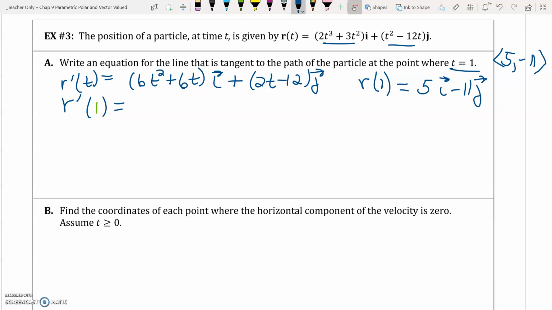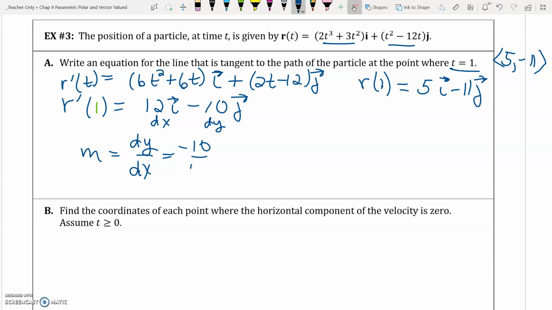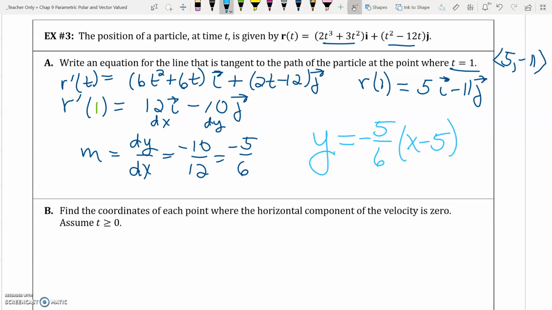So that's going to give me 6 plus 6, so that's 12i. And then I'm going to have 2 minus 12, which is negative 10j. So this is my dx, this is my dy. So my slope m is going to be dy over dx. So that's going to be negative 10 over 12, which is negative 5/6. So I can write my tangent equation as y equals negative 5/6 times (x minus 5) minus 11.